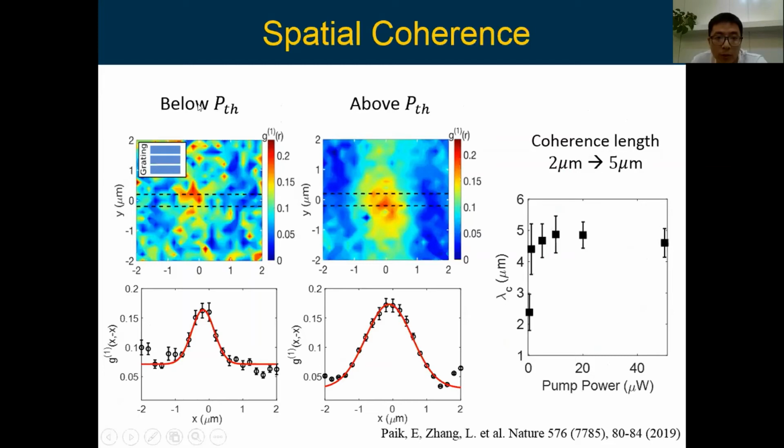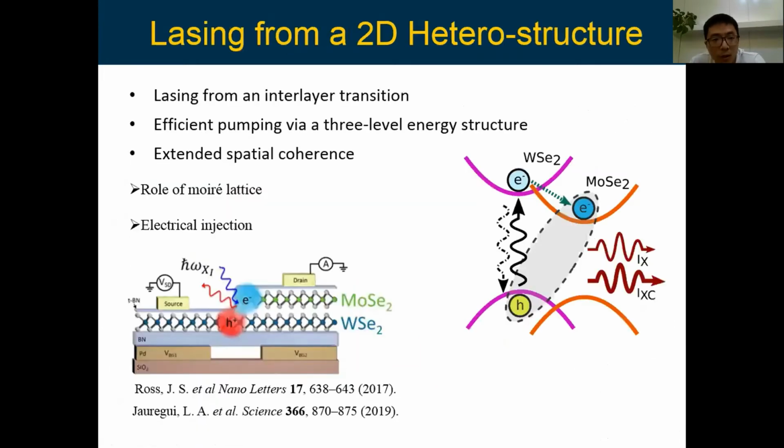And we do it over all the powers we measured. Below threshold, we found that the spatial coherence is around 2 micrometers, and above threshold, it extended to 5 micrometers. This means that our lasing process is accompanied by the building of spatial coherence. Okay, so in summary, we demonstrated such an interlayer transition integrated with the grating, and it showed the lasing feature, and we can measure the extended spatial coherence.